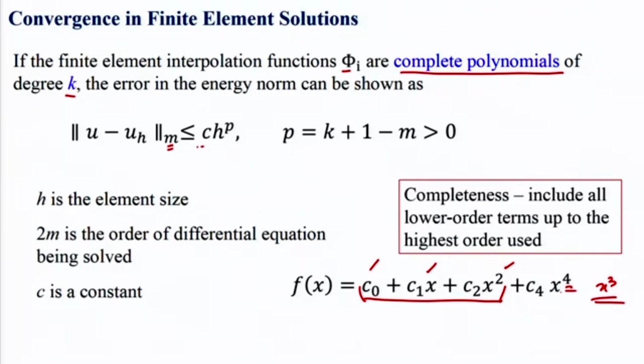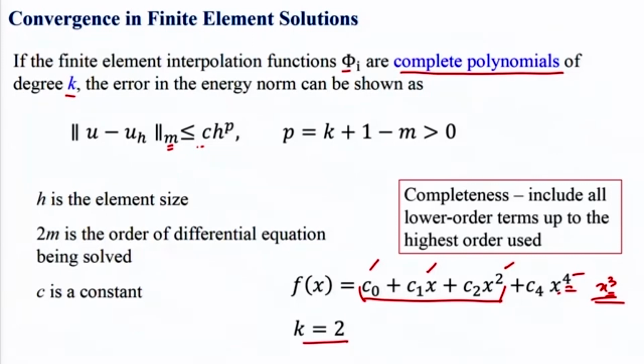Even though we have the fourth order term, since we do not have the cubic term, the completeness of this polynomial cannot be taken as 4. So we can say that in this case k is equal to 2. In this expression, k is equal to 2, right?